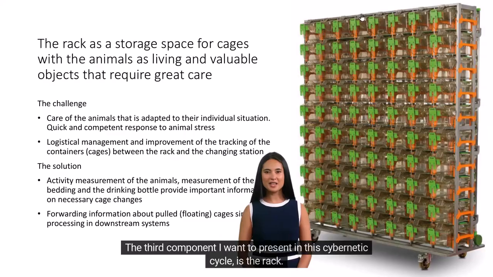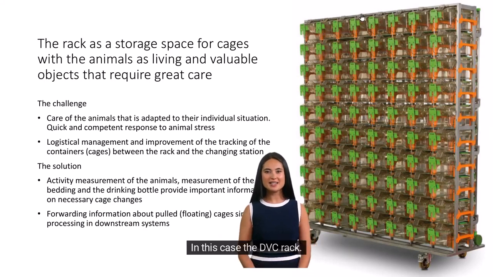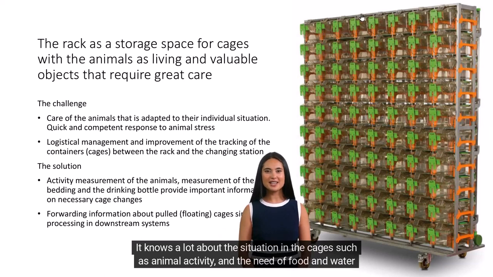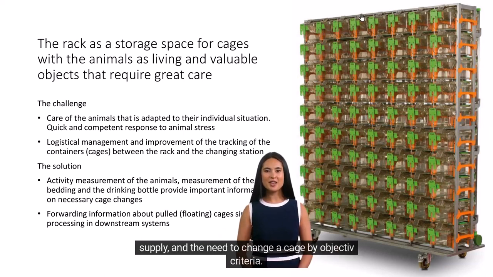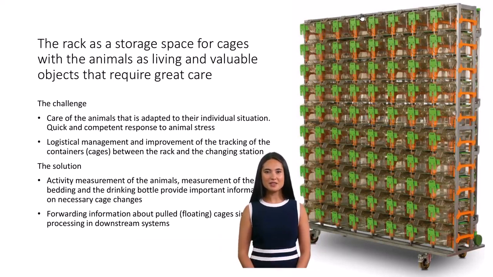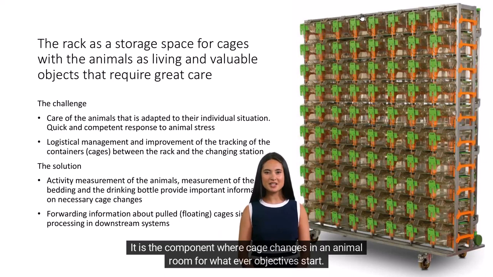The third component I want to present in this cybernetic cycle is the rack. In this case, the DVC rack. It knows a lot about the situation in the cages, such as animal activity, and the need of food and water supply, and the need to change a cage by objective criteria. It is the component where cage changes in an animal room, for whatever objectives, start.